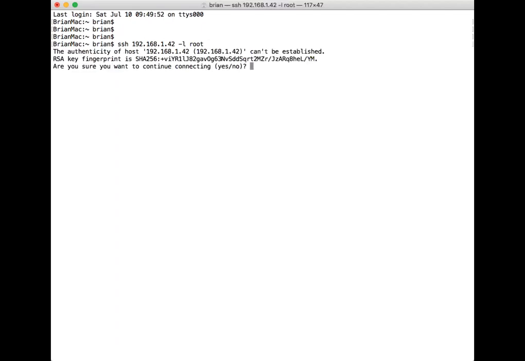It's going to warn me. I'm going to say yes here. Do you want to continue connecting? Yes. And then it's going to prompt me for the password. And I'm going to type in root because I set that there. And then I'm in the Antminer now.